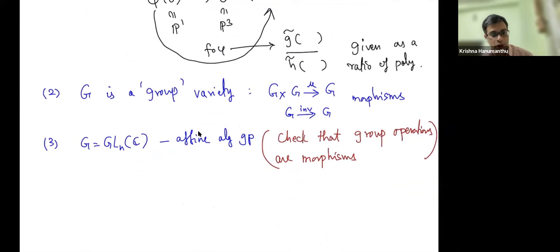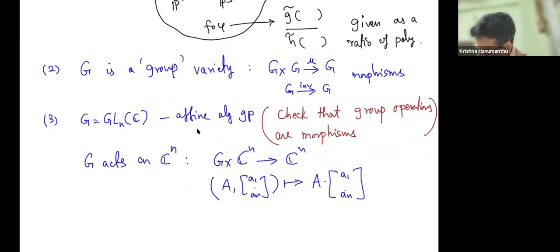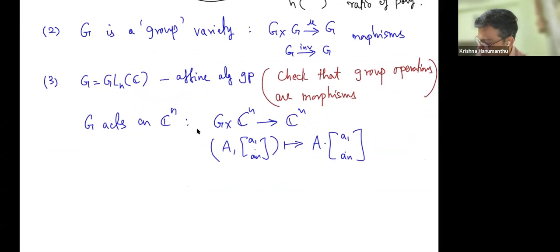And one can also remember now, G acts on Cn, let's say. This action is important for us. What is this operation? This is the usual thing, right? So you take A and a vector and you simply take it to A v. And one can check that this is also, of course, required as part of an affine algebraic group acting on an affine variety. The action map has to be a morphism. But again, we'll let you check the details.